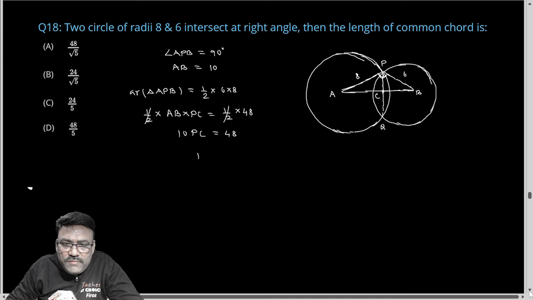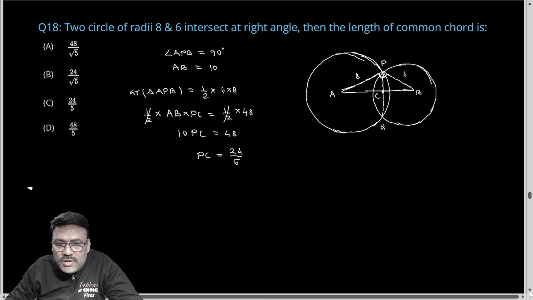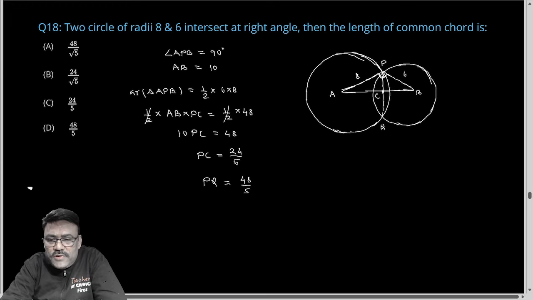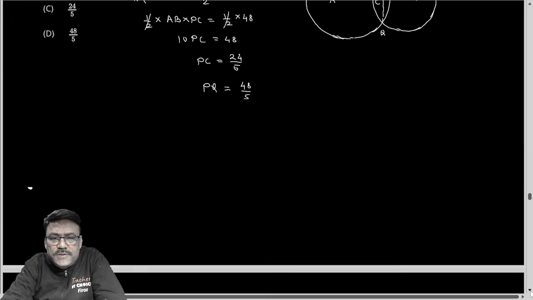So hence PC will be 48 by 10, means 24 by 5. This is PC. So hence you can say that the complete length of the common chord PQ will be 2 times PC. So it will be 48 by 5. So hence the complete length of the common chord PQ is basically 48 by 5, which is option D.